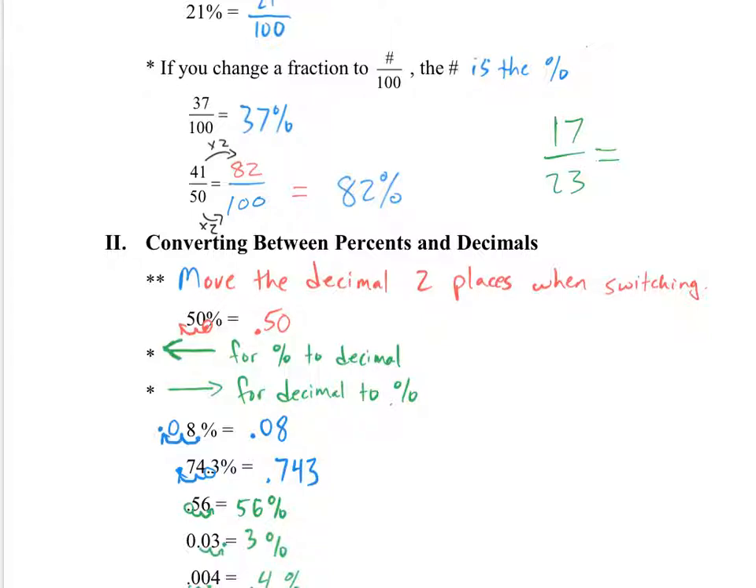Somebody beats me to it, just shout out the number. So 17 divided by 23 gives me 0.739. So what percent is 0.739? 73.9%. Or maybe you'd round it to 74%. But if you have a fraction that's not easy to change to something over 100, punch it into your calculator, get a decimal, then you can just convert the decimal to a percent. Okay? Okay, cool.